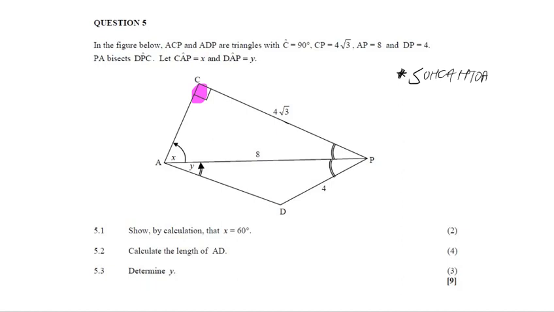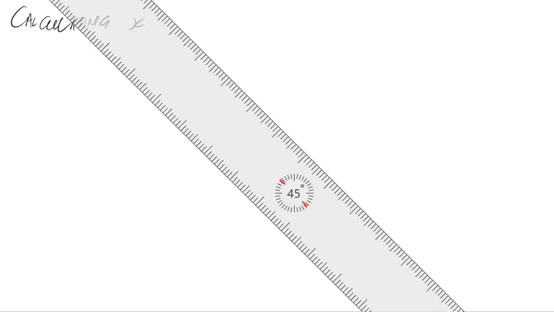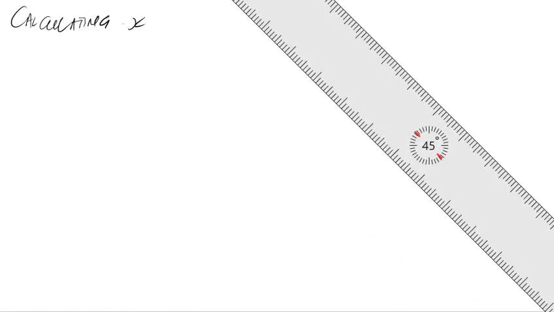So if you use SOHCAHTOA, we're gonna check what they are looking for. They said show by calculation that x is equal to 60. So we are looking for x. So we are calculating x. So we're gonna get the right angle triangle. So if you check the right angle triangle, you have something like this.